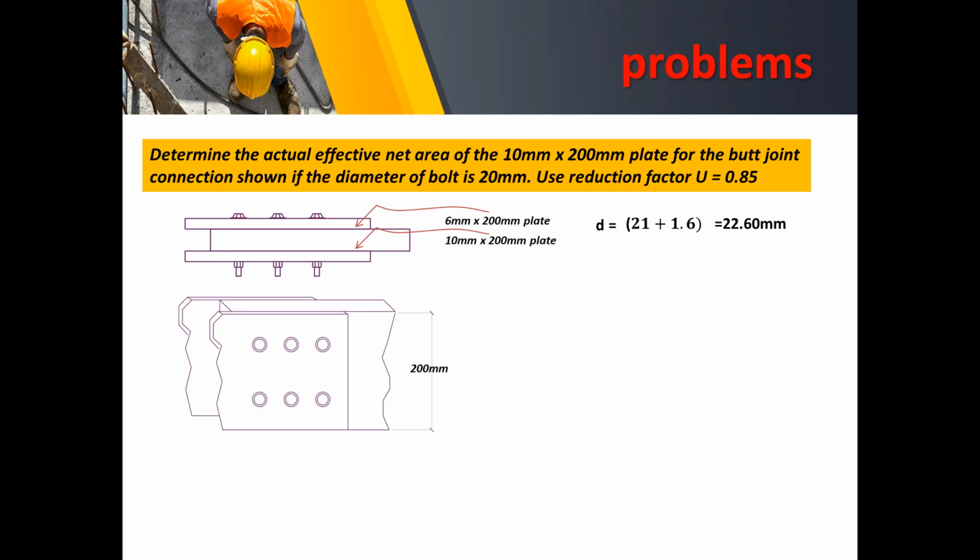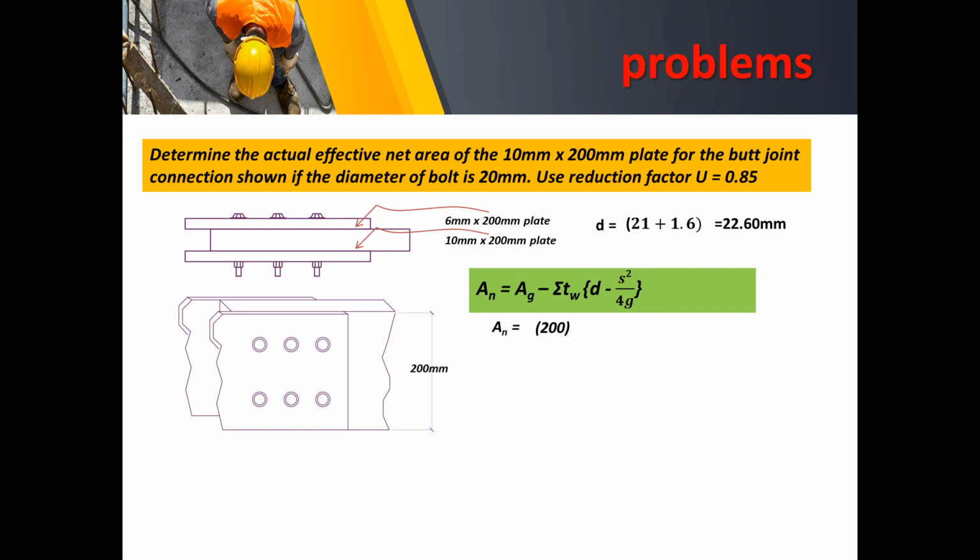So going back to this problem, knowing that our diameter is 22.6 because that is included in the calculation of the net area, we can now use this formula. The net area is equal to the gross area minus the summation of the thickness times d prime, and that d prime is given by the expression diameter minus s squared over 4g, wherein s is the pitch formed by the staggered connection and g is the gauge distance.